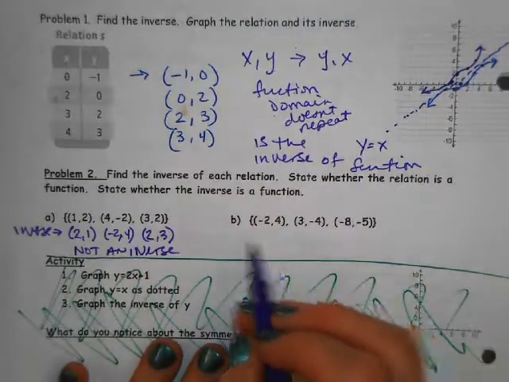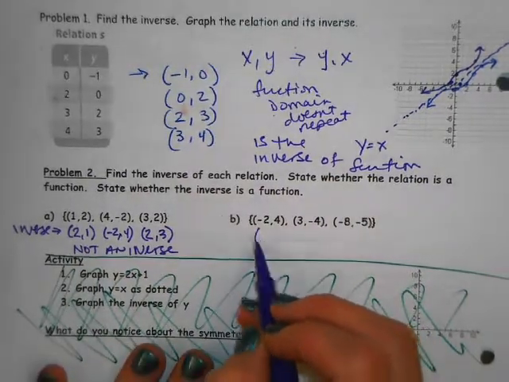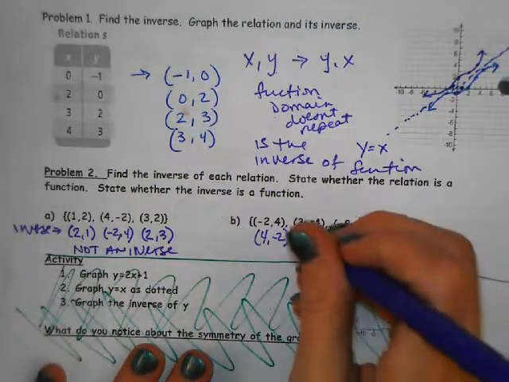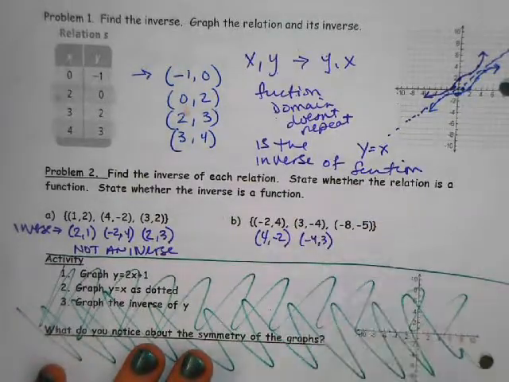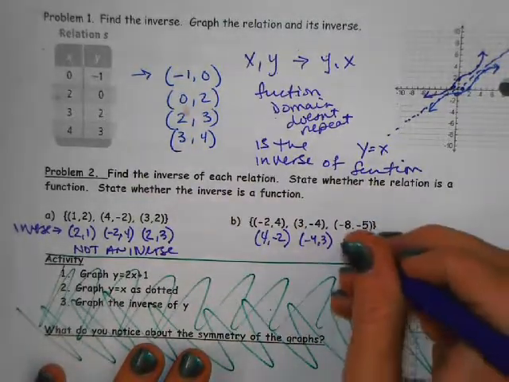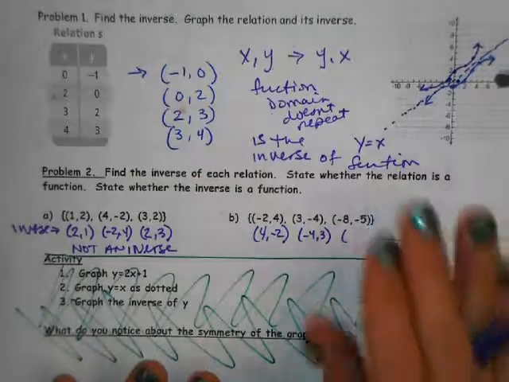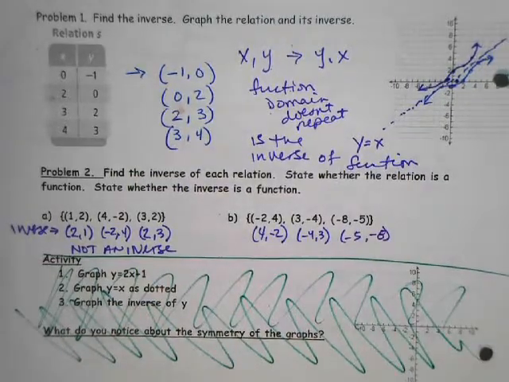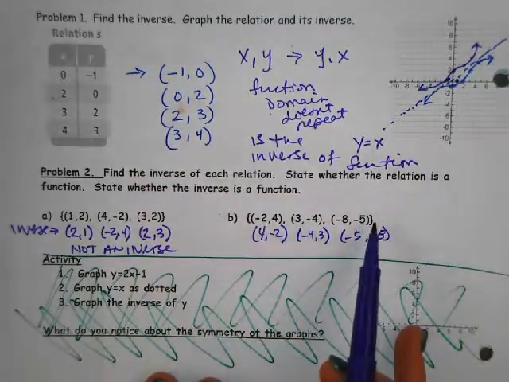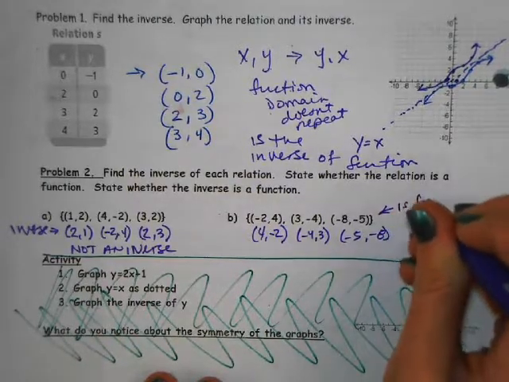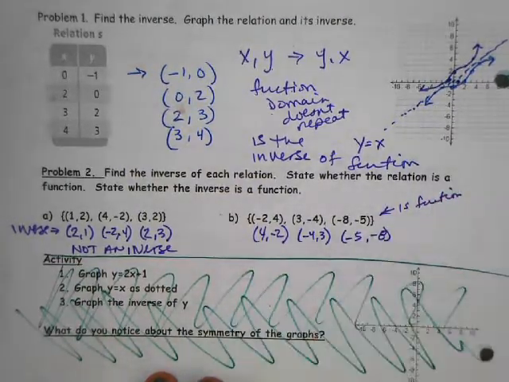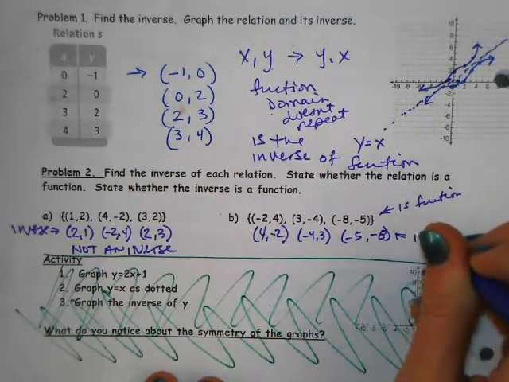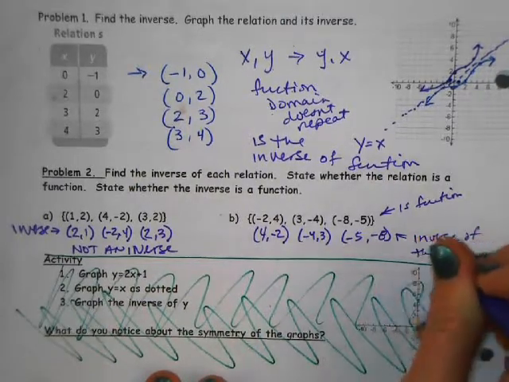Okay. So let's look at this one. What's the inverse of (-2, 4)? (4, -2). What's the inverse of (-4, 3)? And then what's the inverse of (-5, 8)? (8, -5) is then (-5, 8). Sorry, I just gave you the answer. Alright, so the top one, is it a function? So this is a function. Is this the inverse of a function? Yes, it is, because there's no repeating. So yes, it's an inverse of the function.